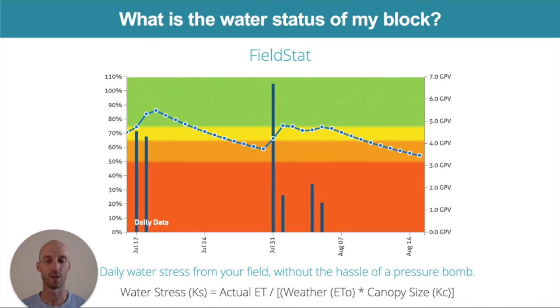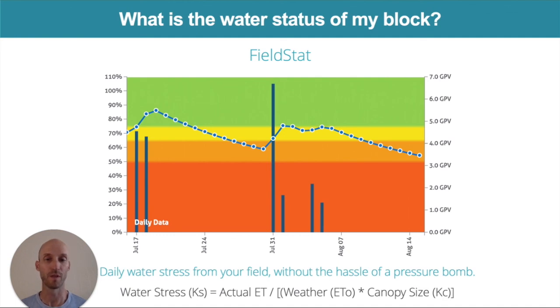Here is a chart that shows FieldStat over time. We can see that each day the plants are getting more stressed as they go from 100% FieldStat, which tells us the plants are using as much water as they potentially could use, to about 60% FieldStat between irrigation events. When the grower irrigates, which is what you see in the vertical blue bars, we see that the plants become less stressed and use more water compared to how much they potentially could use.